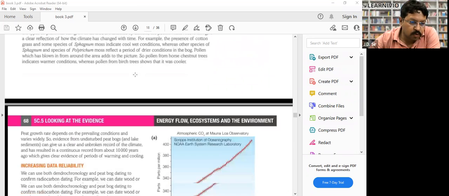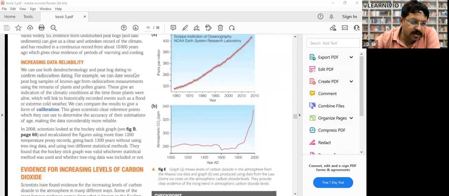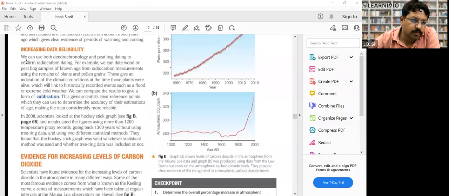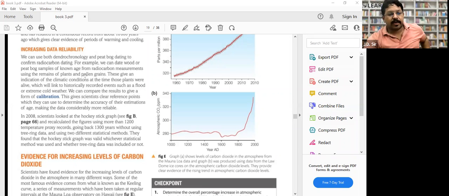Yes, feedback, we did it. Increasing data reliability means we can use both dendrochronology and feedback dating to confirm the radiocarbon dating. For example, we can date wood or peat bog samples of known ages from radiocarbon measurement, and using the pollen grains gives an indication of the climatic conditions at that time.